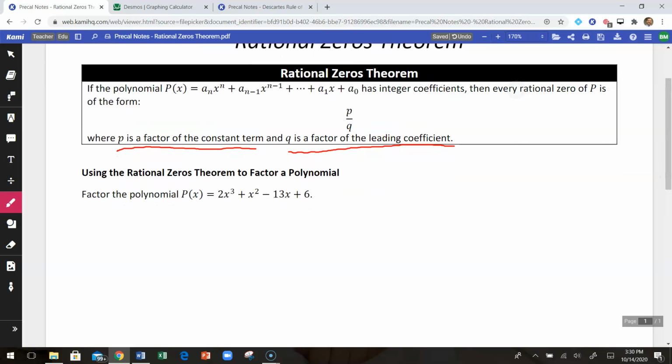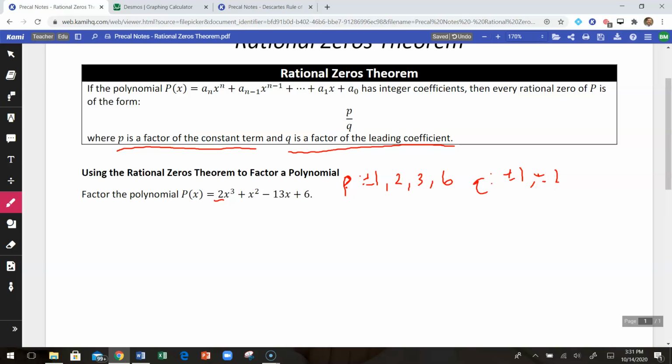So in this first example, my constant term is 6. That means p, in this case, is a factor of the constant term. So I want to think about all the factors of 6. That would be 1, 2, 3, and 6, and also the negatives of those. So I should write plus and minus in front of all of those. It's positive or negative 1, 2, 3, or 6. q is our leading coefficient. That's 2.